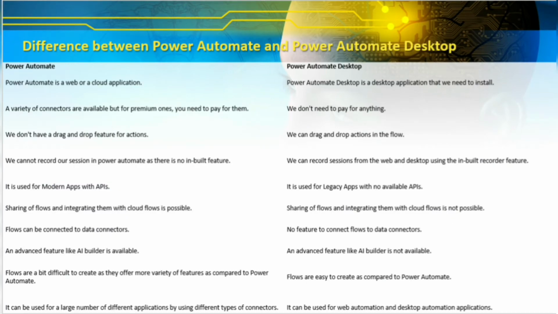Next slides, which include a comparison between Power Automate and Power Automate Desktop. Power Automate is a cloud-based application, whereas Power Automate Desktop is a desktop application that we need to install in our machine. A variety of connectors are available in Power Automate, but we don't have such connectors in Power Automate Desktop. We don't have a drag and drop feature for actions in Power Automate, but we can use drag and drop actions in the Power Automate Desktop flows, which makes it feasible for use.